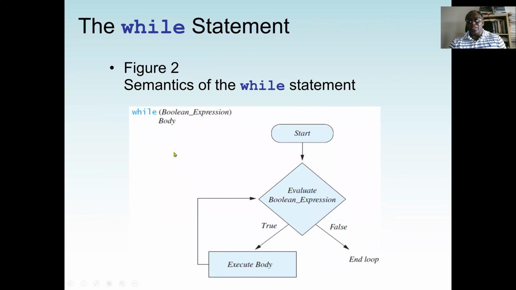So this is the syntax diagram. While the Boolean expression, if it's true, then we execute the body. Then we check again. If the condition is false, we exit from the loop. So we start, we check our while loop condition, Boolean expression. Is it true? Yes. Execute the body, then go back. Check again. Is it true? Execute the body, go back again. We check the condition, this time it is false, then we exit from the loop or end the loop.